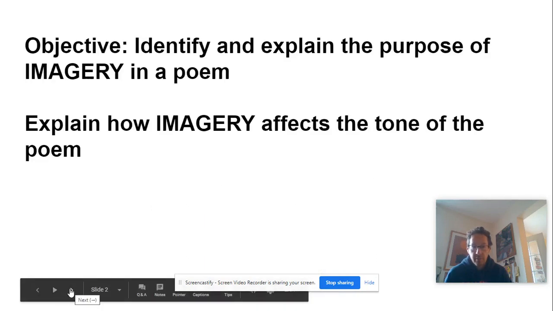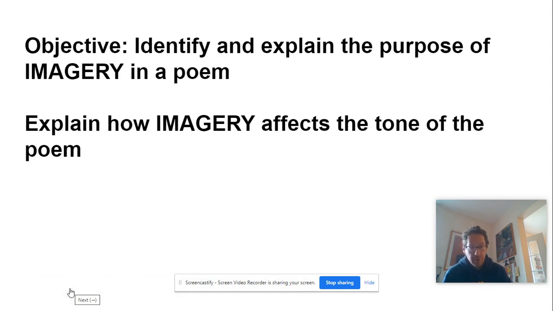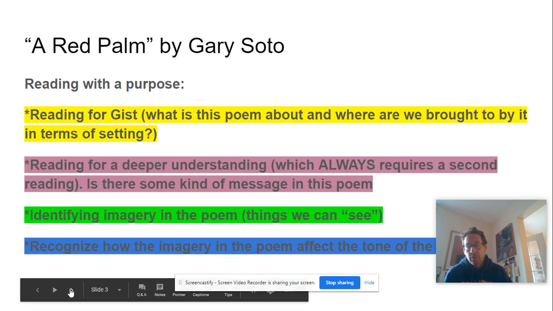We're going to be reading a poem by Gary Soto today, which I think we've read a poem by him before as well. He's kind of featured in this poetry unit. So we're going to be reading a red poem by Gary Soto. And when we're reading, we're going to read with a purpose. Always read with a purpose. So let's take a look.